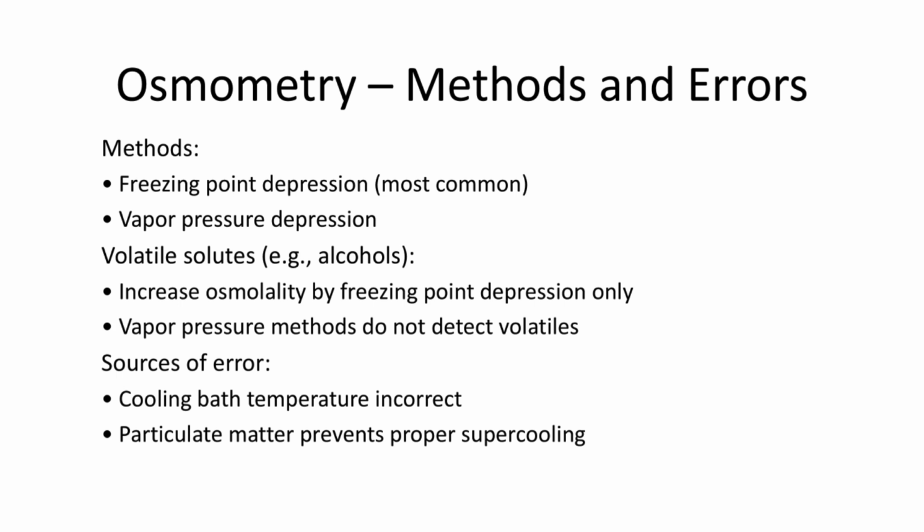Sources of error in osmometry include improper cooling bath temperatures that are too cool or too warm, and particulate matter in the sample preventing sufficient supercooling before freezing occurs.